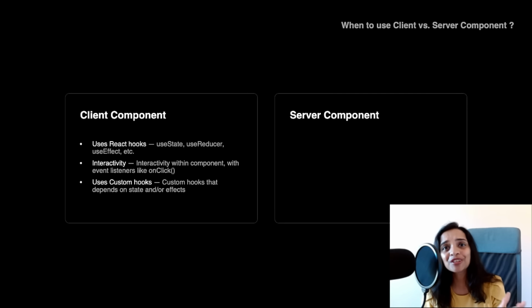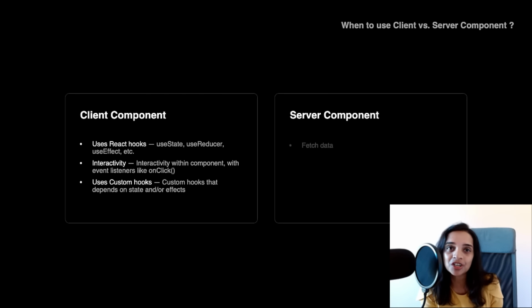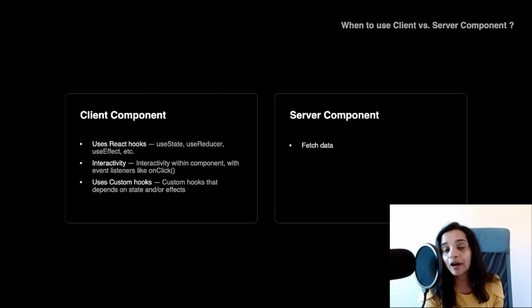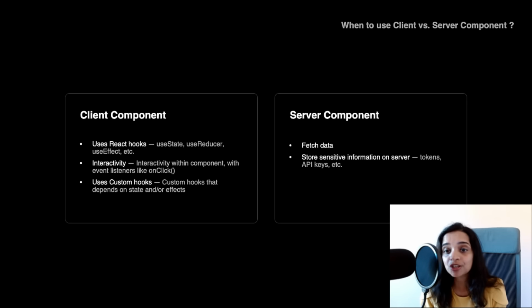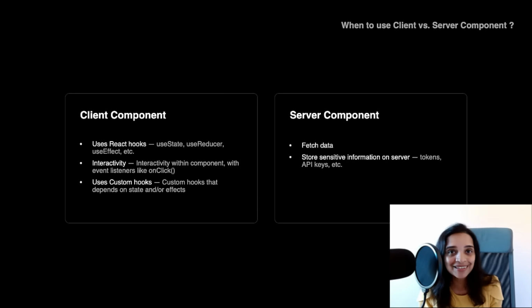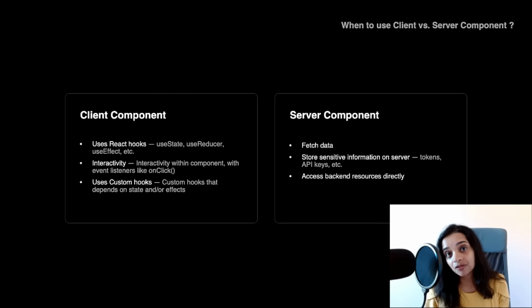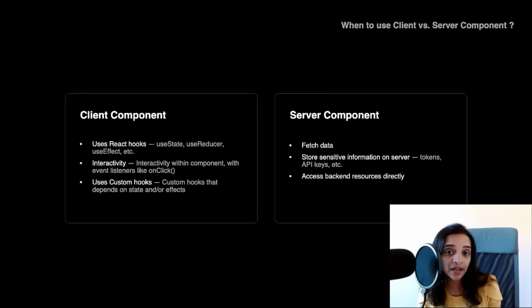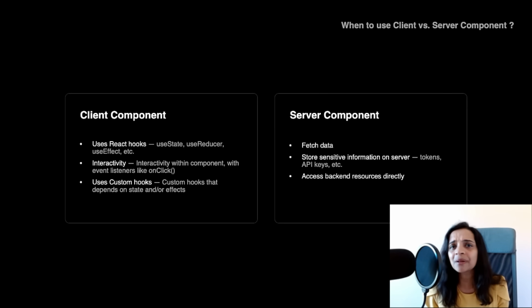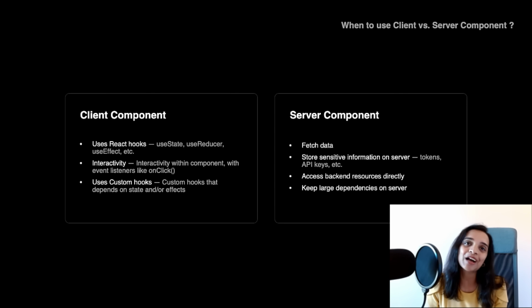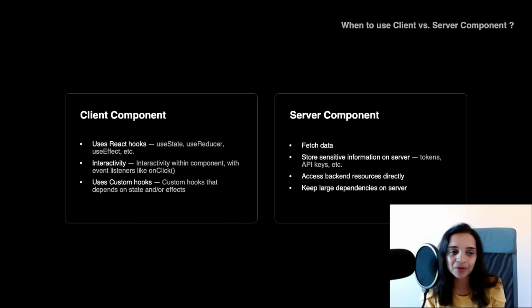Server components, on the other hand, would be something like we saw on the speakers page. If you're going to fetch data, that would be a perfect candidate for a server component. If you're going to store sensitive information such as tokens or API keys, it's probably better to save them on the server rather than on the client. If you want to access backend resources directly, like make a database connection, or keep large dependencies on the server, all of that is now going to be translated into server components.